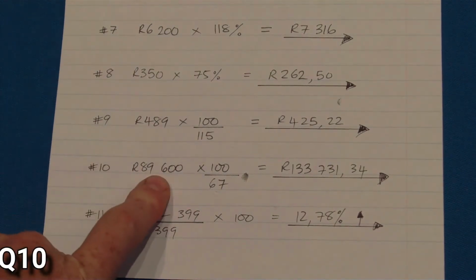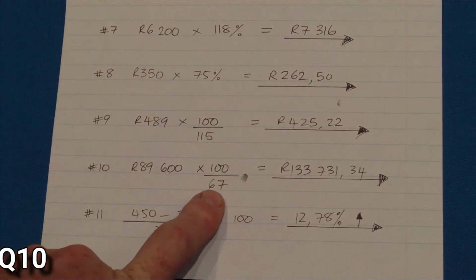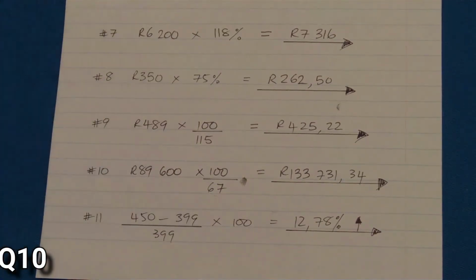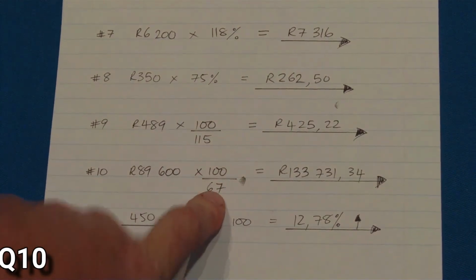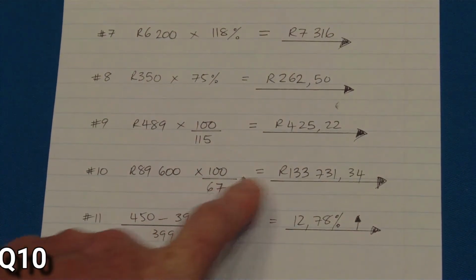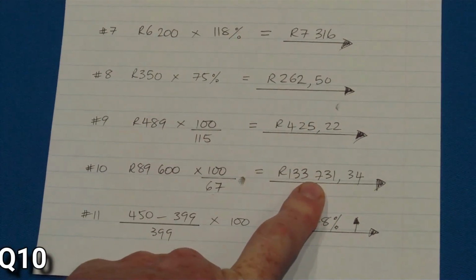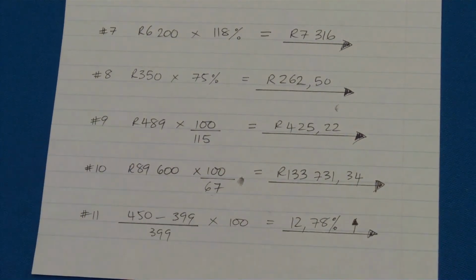Okay, so there it is, 89,600 times it by 100, that's the formula, and you divide it by either 133, that's 100 plus the 33, or 100 minus the 33, which is 67, and only the 67 one will give you an answer that's more than the 89,600. So it had to be 67 at the bottom, and there's your formula.